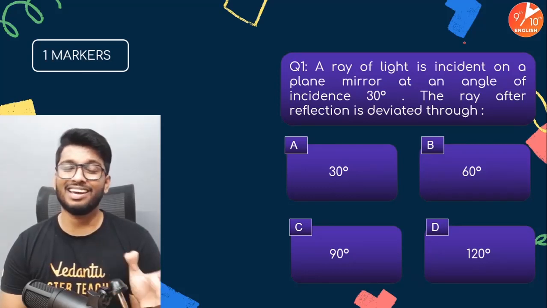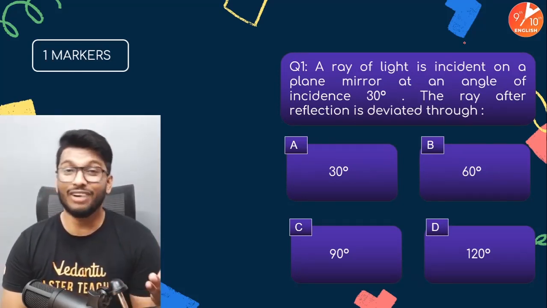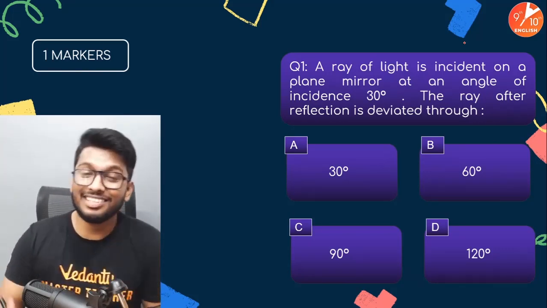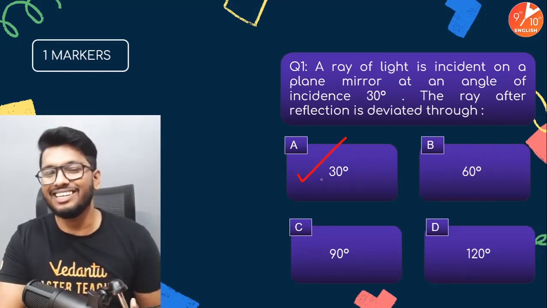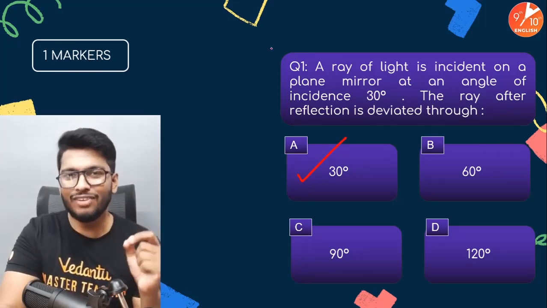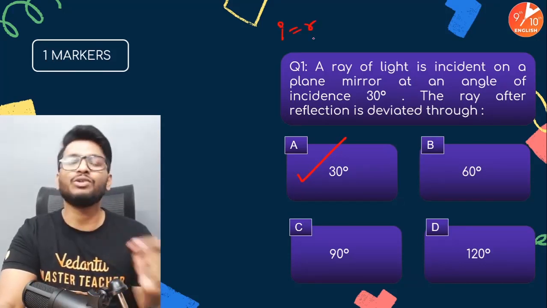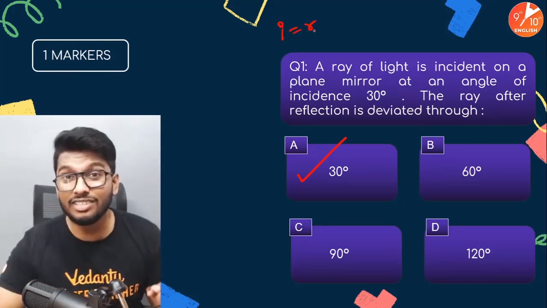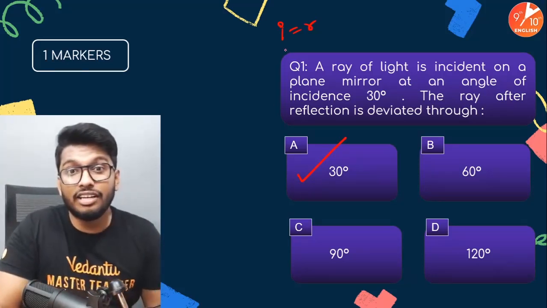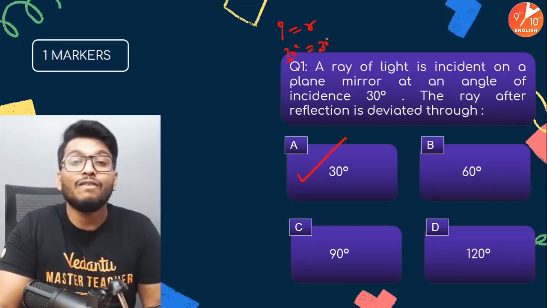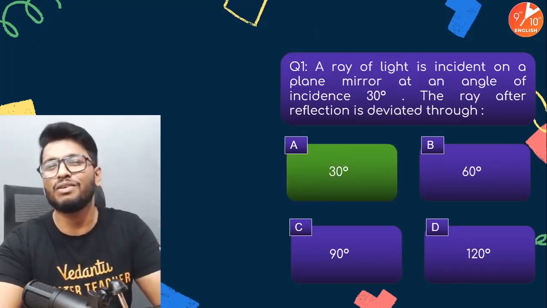All right. But again, if you can't answer this, guys, let me answer this question for you. The answer is going to be option A, 30 degrees, because according to the first law of reflection, angle of incidence is always equal to angle of reflection. So whatever the angle of incidence is, the angle of reflection will also be the same. Here, the angle of incidence is 30 degrees, so the angle of reflection must also be 30 degrees. This is the first law of reflection. Quite an easy one.